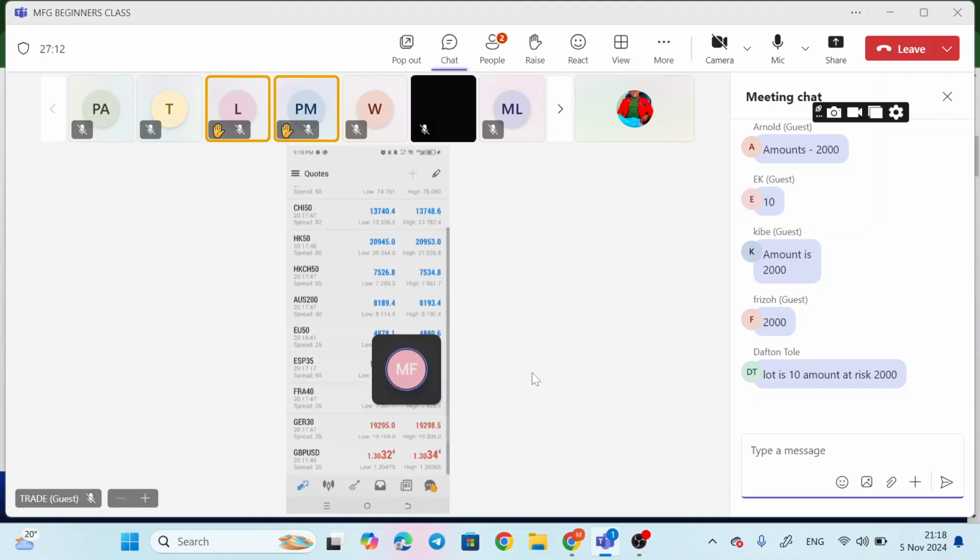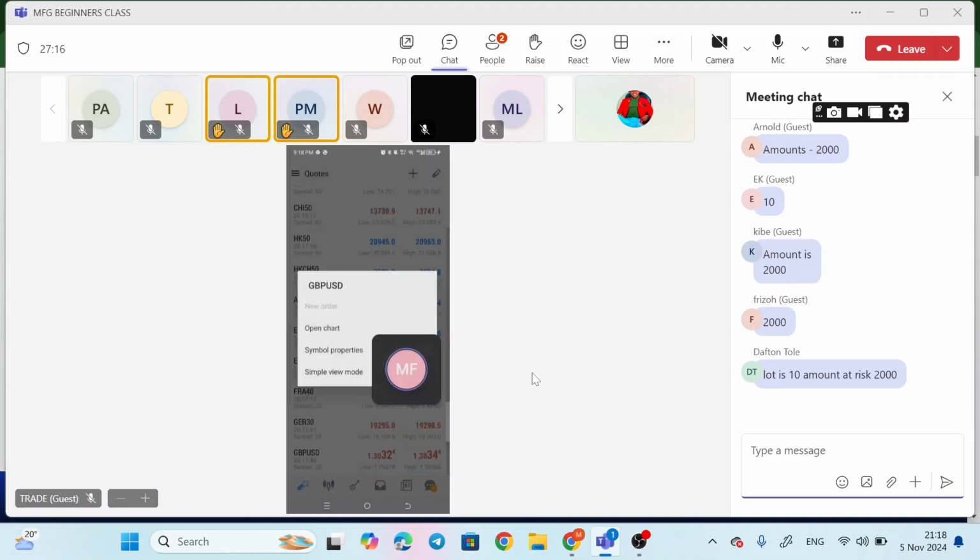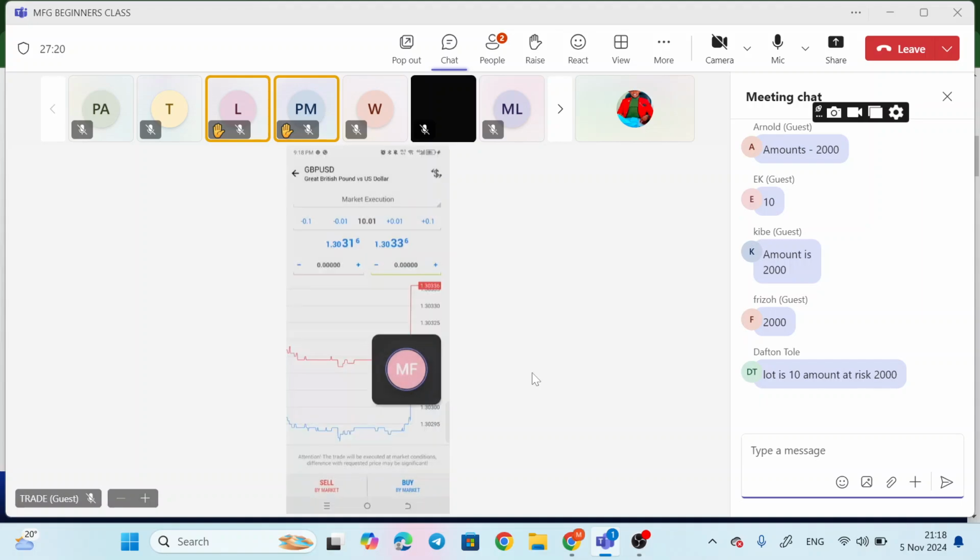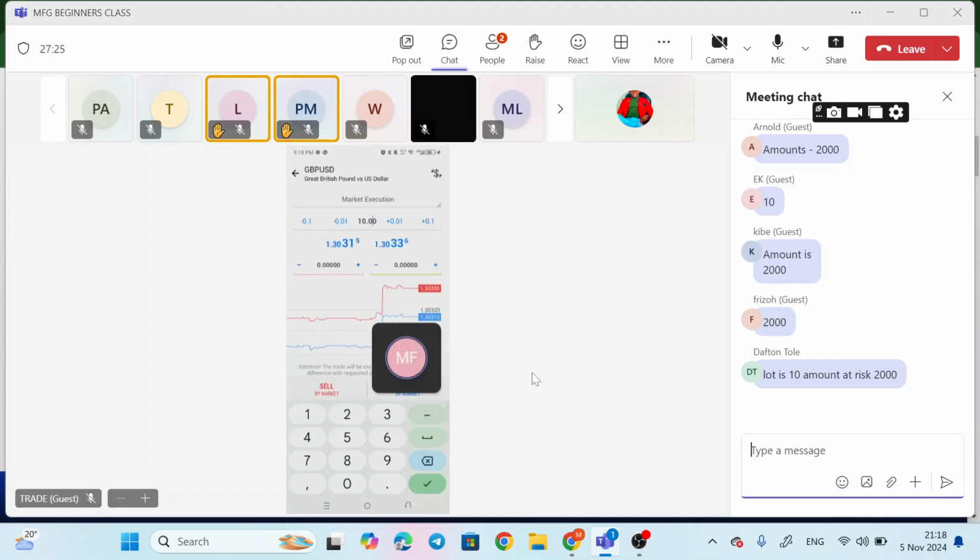Go to the list of currency, GBP USD, new order. Click new order. Once I click new order, the lot size is 10. So you type there 10.00. That is where you set the correct lot size. Even before doing anything, just set the correct lot size. Ensure that the lot size I've placed is equivalent to 2% of my capital. So the lot size is 10.